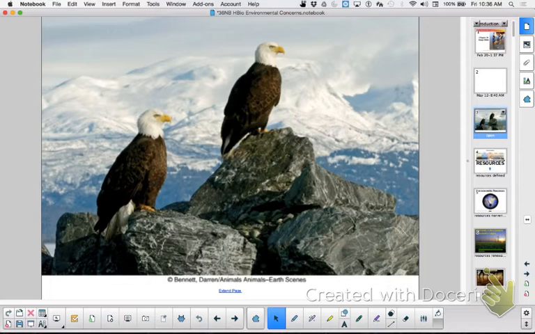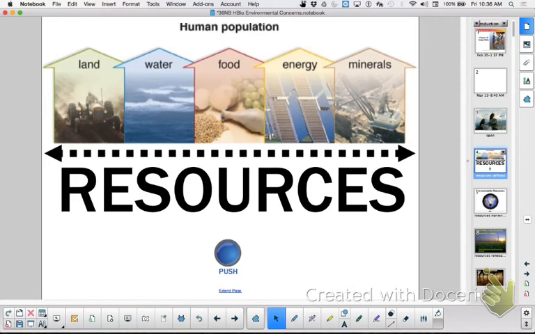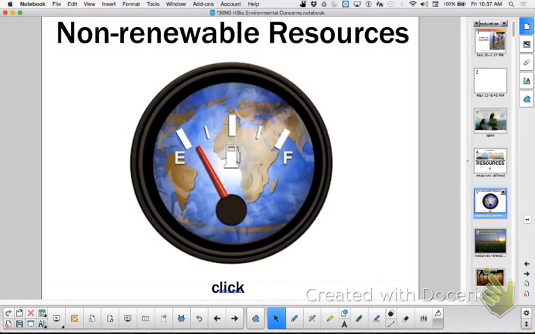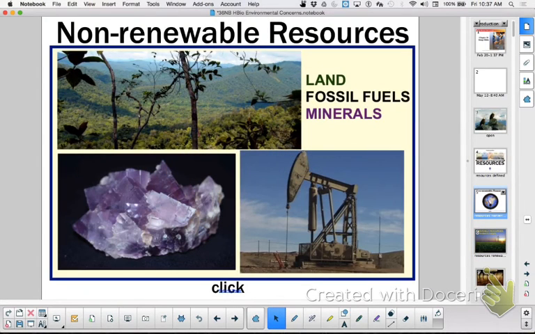First thing I want you to make sure you review is, do you know the difference between renewable and non-renewable resources? Got that down? So if I ask you a question, you go, that's renewable, that's non-renewable. Yes? Okay, good. And so we know these are the types of things that are renewable, not limited in supply, and these types of things are limited.